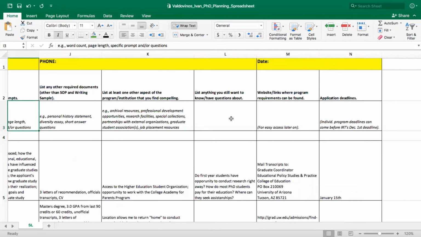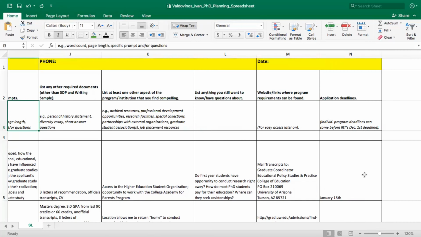Then you also want to have a column where you're able to ask specific questions. What questions might you want to ask if you attend a webinar, or if you send an email, or if you contact a professor? What are your questions? Then you want to provide the link to the program's website. That way you're able to click on it super easily, especially if you're applying to 9 to 12 programs. It's going to be a lot of information that you need to hold on to. So you want to make sure you have easy access to links.